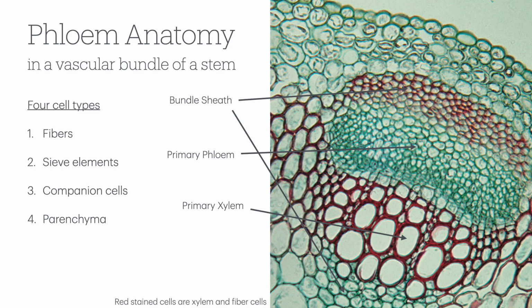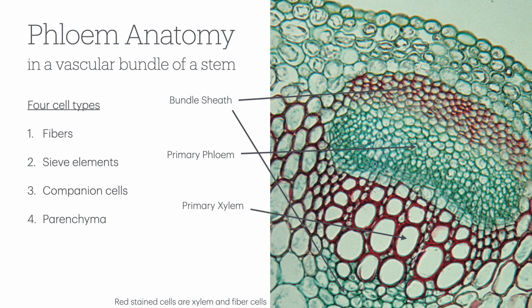But if you look on the right here, we can see the cross-section of a vascular bundle. And on the outer edges of that vascular bundle are the bundle sheath cells, some of which are sclerified as sclerenchyma or fiber cells. And in the interior, we can see the primary phloem towards the outer edge of the stem and the xylem on the inner side of the stem. And this is typical of vascular bundles. The phloem cells are living cells. The xylem cells are dead cells.